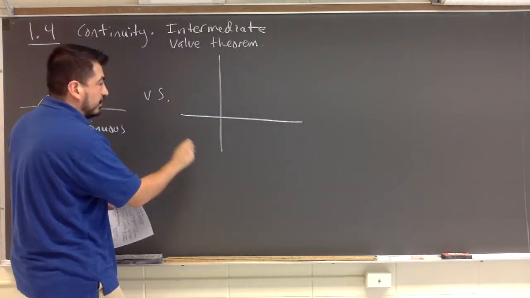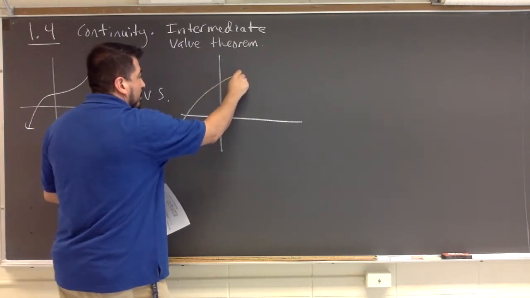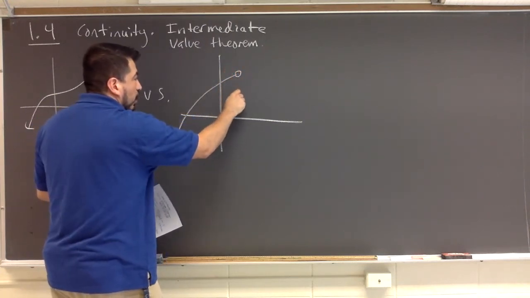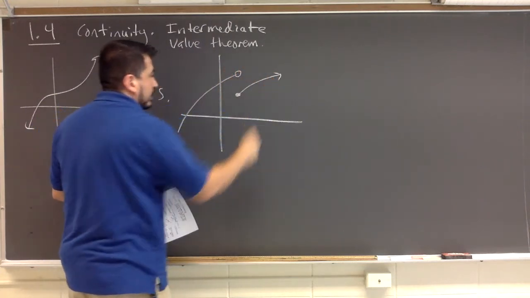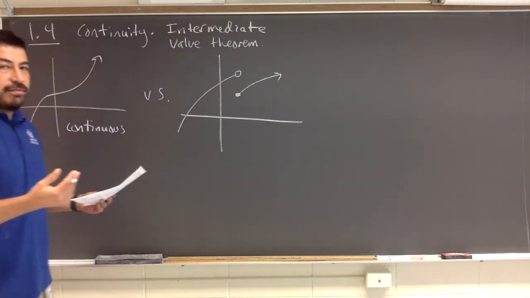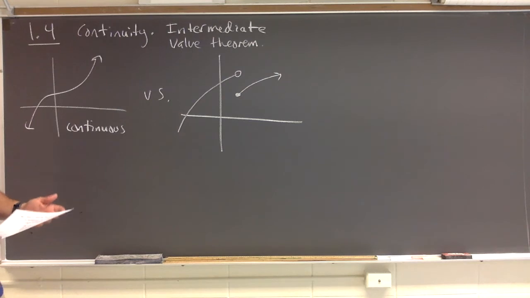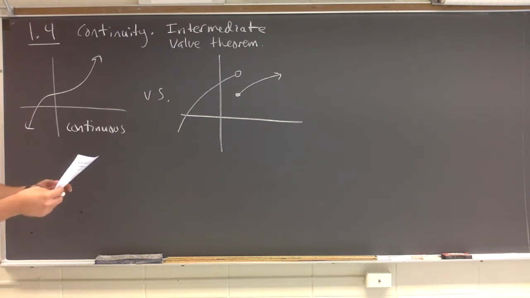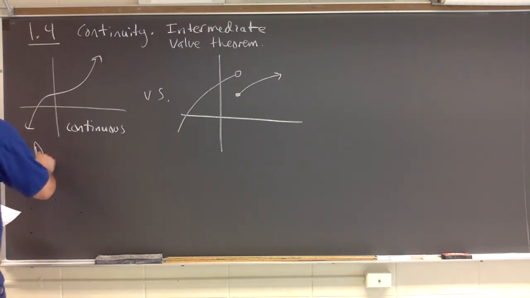So let's say I do something like that, and then I stop here, put a hole, lift up my chalk, and then I go something like this. That is an example of a graph or a function that's not continuous. Now we're going to formally define what it means to be continuous. So here's the definition.